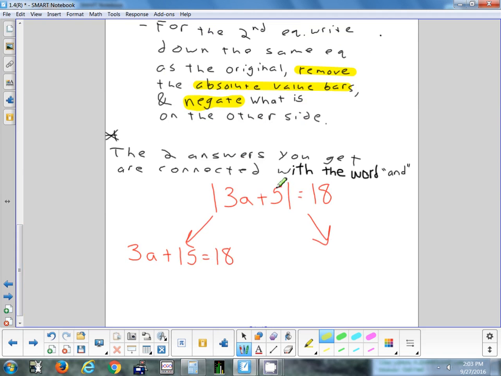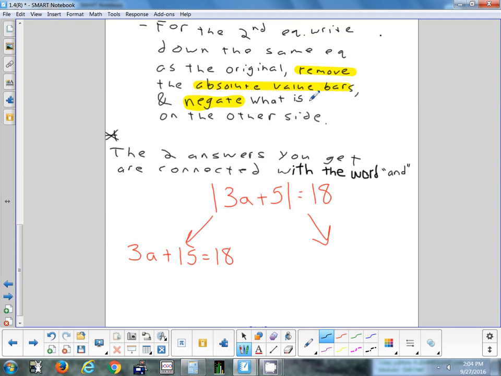It's a little bit more difficult, but not too bad. Anybody think they know what they're going to write for the second equation? Anybody want to take a shot at it? Jordy, you think you know? I don't know. Not sure? Okay. Anybody think they know?